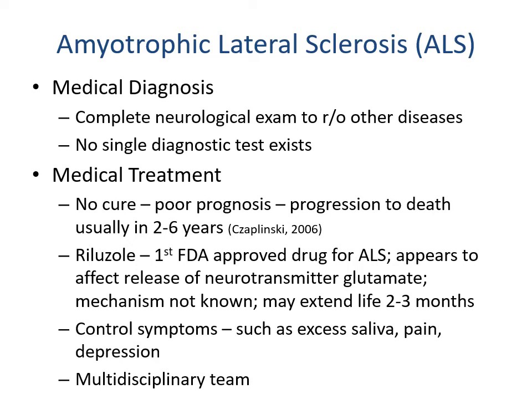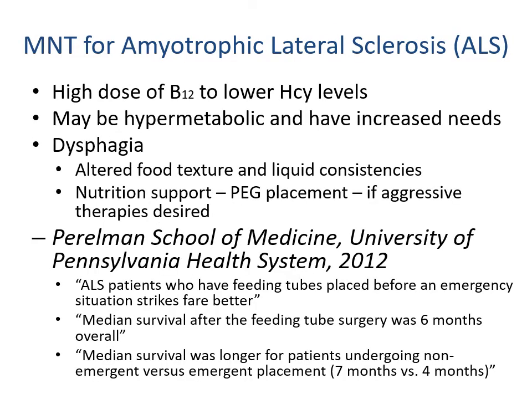Again, we're looking at a lot of symptom control, so looking at excess saliva, pain, depression, and a multidisciplinary team approach. You're going to have the neurologist, the speech therapist, the dietitian, etc. Right? So again, determining what's going to be the best plan of treatment for this patient. Other things to be aware of: high doses of B12 to lower homocysteine levels. These patients may be hypermetabolic and have increased needs. So despite the fact they'd have decreased movement, they may actually have increased needs. Again, with the dysphagia, an altered food texture and liquid consistency may be appropriate. And for nutrition support, again, a PEG placement if aggressive therapies are desired.